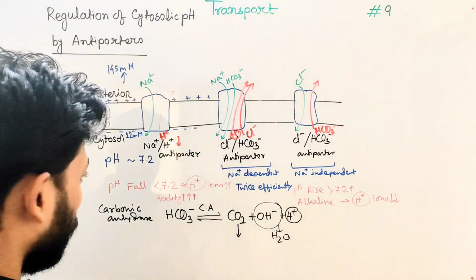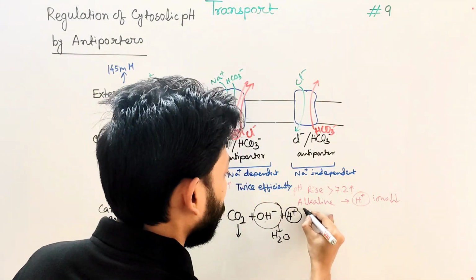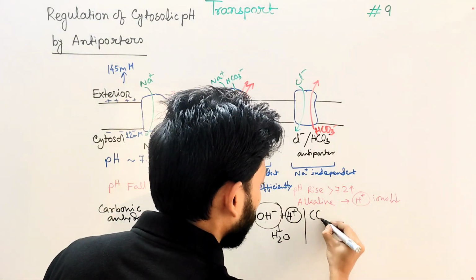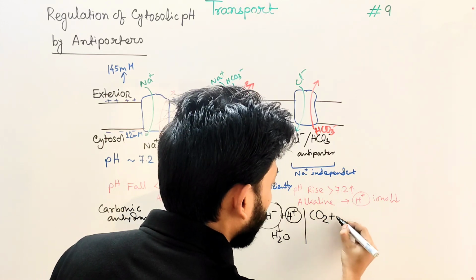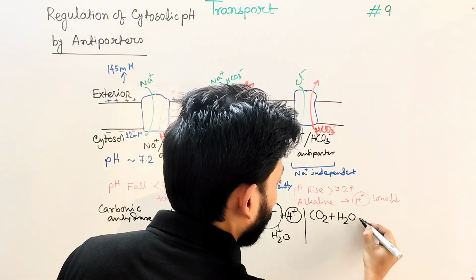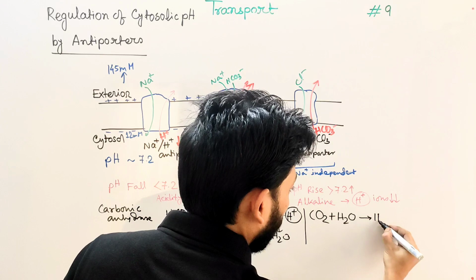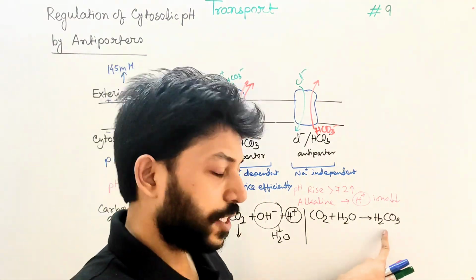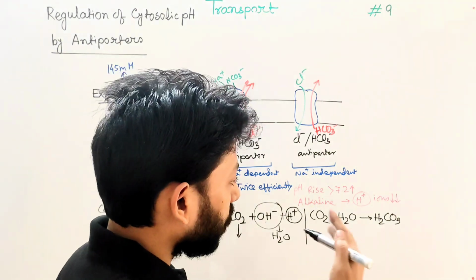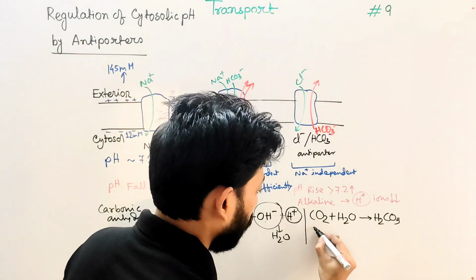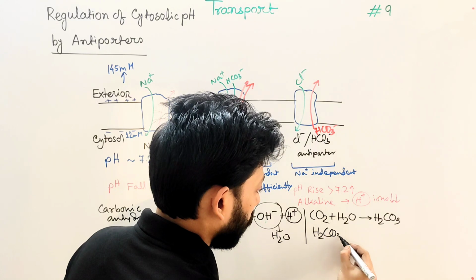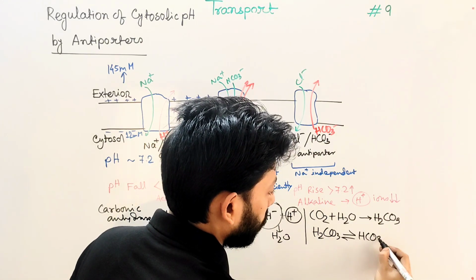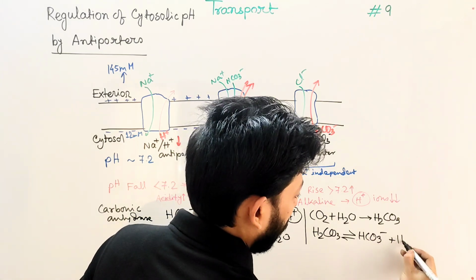Let me show you. Here, what happens during aerobic metabolism? Carbon dioxide is generated. Now, this carbon dioxide will react with the water present in the cytosol, and that will make H2CO3, this acid. Now this acid is a very weak acid. It readily dissociates, this H2CO3 readily dissociates into HCO3 minus and H plus ions.